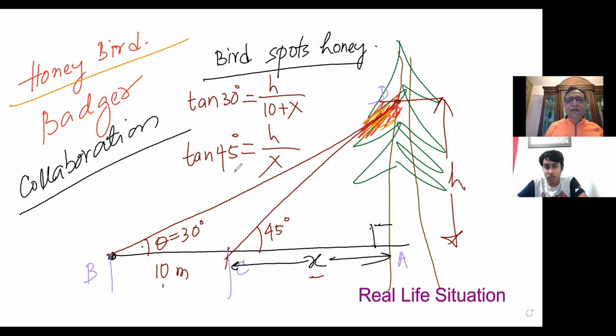Tan 30, we know the angle, and tan 45, we know the angle. So we can calculate what tan 30 and tan 45 are. Round your answer to one decimal place. So calculate what tan 30 equals. No, tan 30, not inverse. Do not do inverse, straight tan 30 degrees. You get square root 3 over 3. Let us say two decimal places, 0.58.